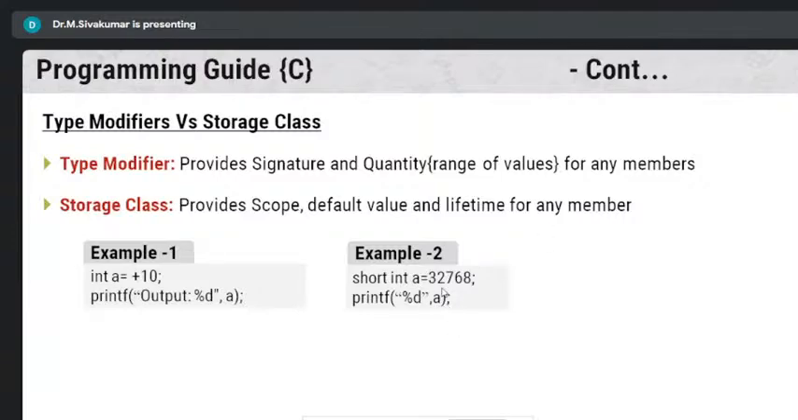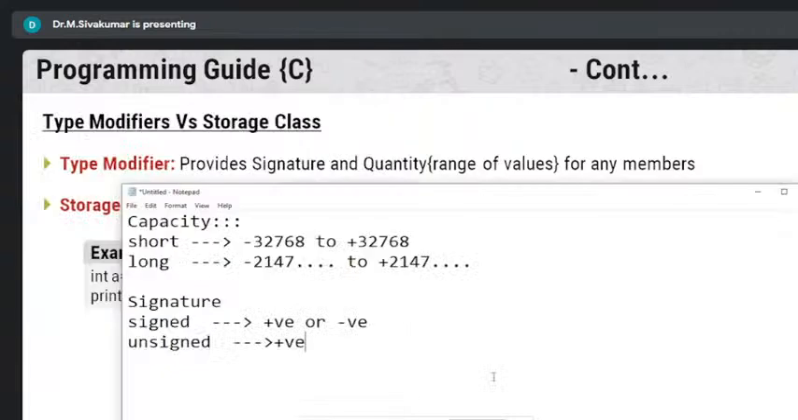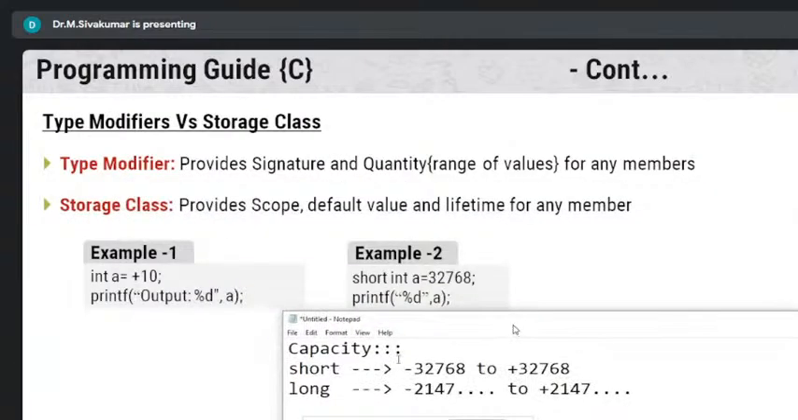So let me go with example number two again. In this example, I'm having short int a is equal to 32768. So this will not print the correct answer. As I mentioned earlier, the short integer will be taking only minus 32768 to plus 32767. But I am exceeding the limit here, in a is equal to 32768. So we need to make them understand what is the input taken by this variable a.